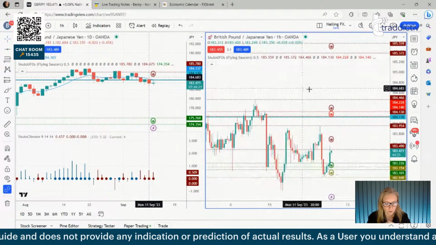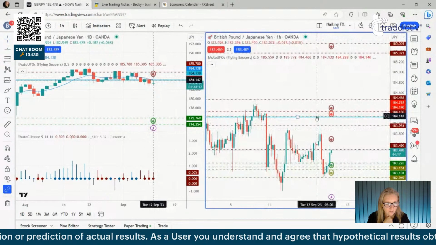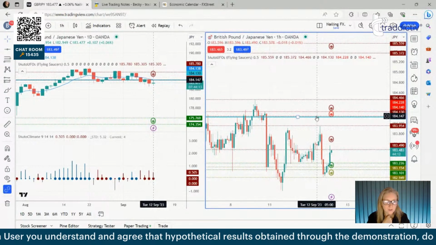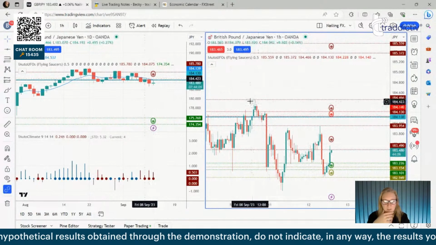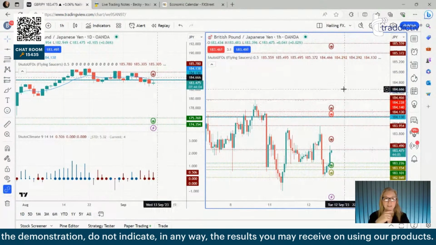Okay, so on the 60-minute, we have one that's starting just ahead of us, 1 pip ahead of where the EMA is. So pretty much the same level. It combines 2 UFOs together there up to 184.46.